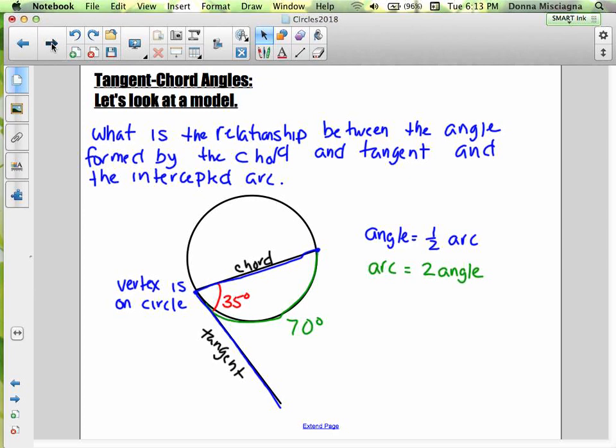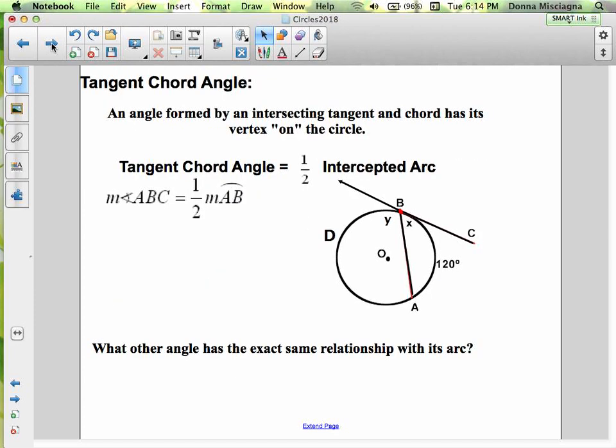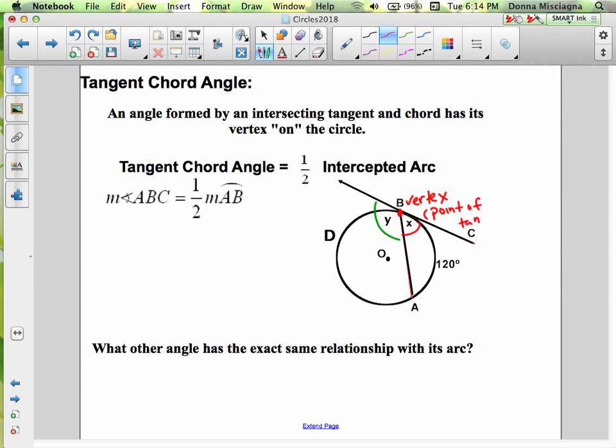So this page coming up is in your notes. All right, so tangent chord angles. An angle formed by an intersecting tangent and chord has its vertex on the circle. So right here at B is the vertex of our angle. Of our angles, there's 2, right? We have 2 angles formed. We have this angle here, and we have this angle here. That vertex is also the point of tangency for the tangent because a tangent only intersects a circle in one point.